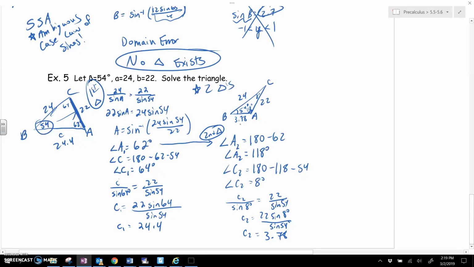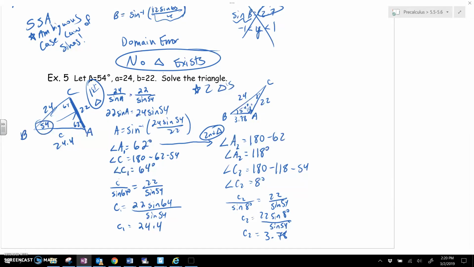Okay, so that's why it's the ambiguous case. When you're given side angle, if the side across from the angle given is smaller than the other side given, you're either going to have 0 triangles or 2 triangles. The way I do it is I start doing the problem. If I get a domain error, it reminds me that there's no triangle. But if it works, then I have to find that second triangle by finding the complement of the first angle that I was given, and then I solve from there.